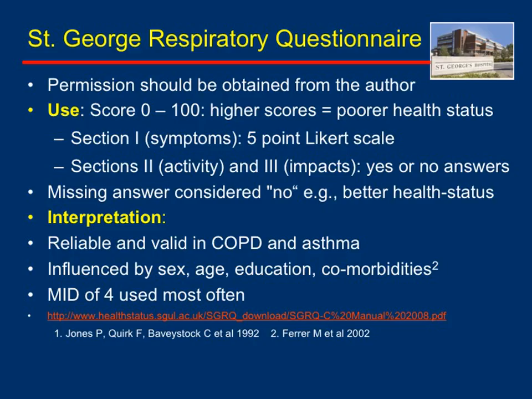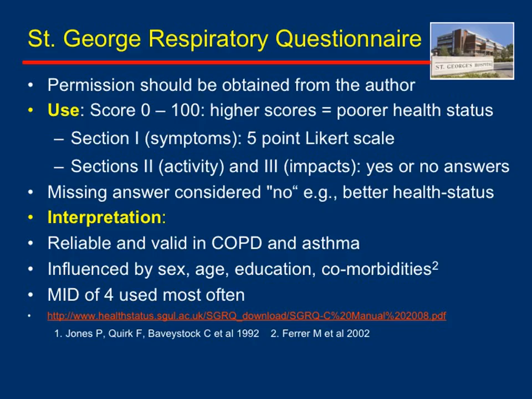So the score is 0 to 100, with higher scores consistent with poor health status. There's 3 sections. The first section measures symptoms, and it uses a 5-point rating scale, or Likert scale. Sections 2, activity, and Section 3, impact, use yes or no answers. And then missing scores are considered a no, which would suggest better health status.